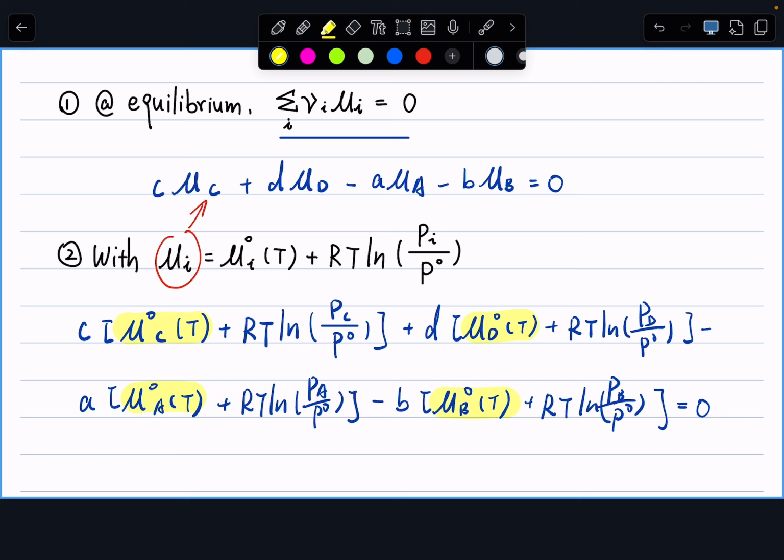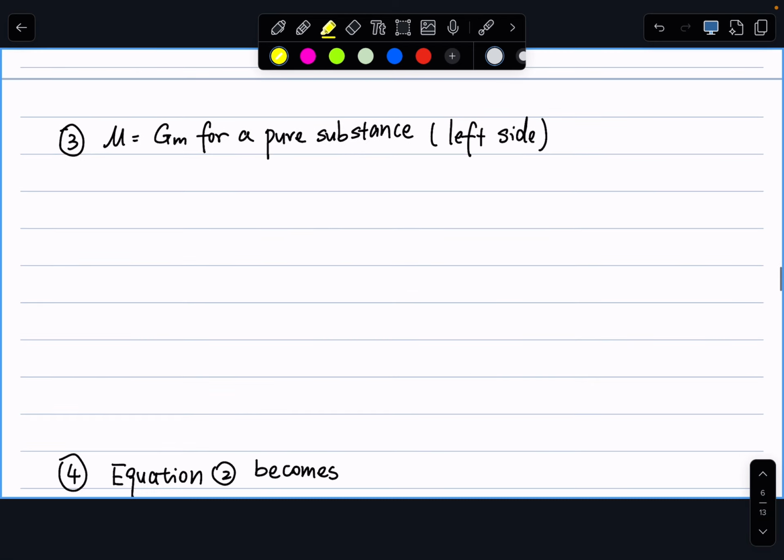the negative RT times c ln PC over P naught plus d times ln PD over P naught, minus a ln PA over P naught, minus b ln PB over P naught. Simply moving the terms. And let me move to the next page then.